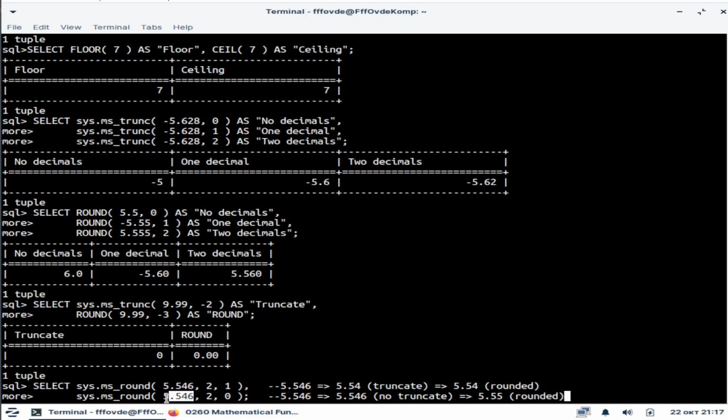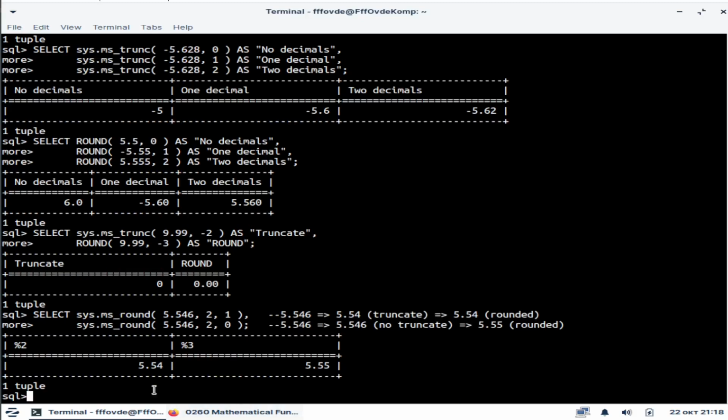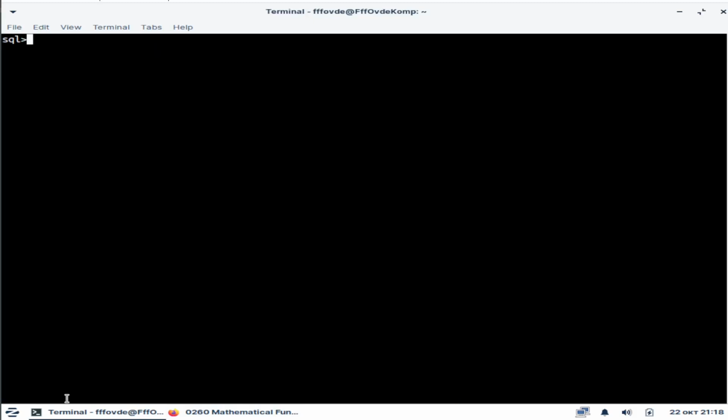But in this second expression, I will first truncate 0 decimal places. So this will be my number. And then I will round this number to 2 decimal places. So the result will be 5.55. So I will get a different result because of this truncation argument. So I will run this, and we can see how we get different results based on this second argument. I will now clean my screen.